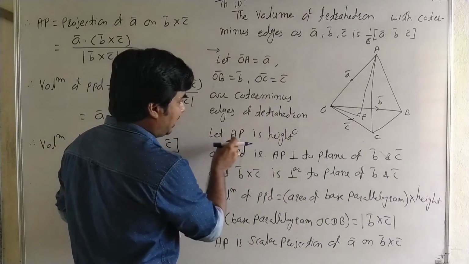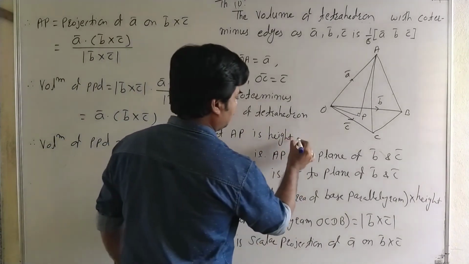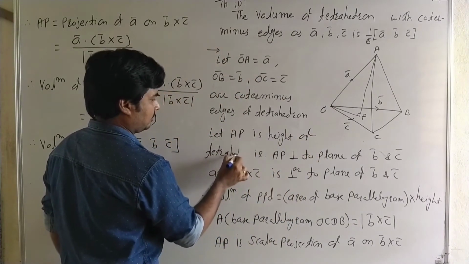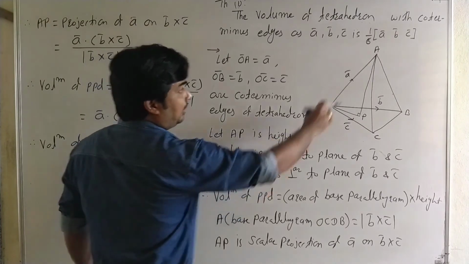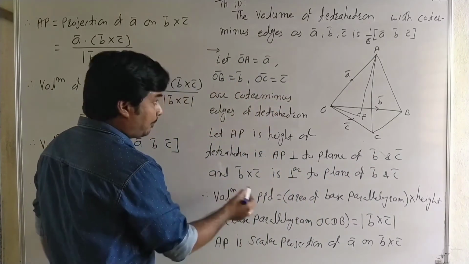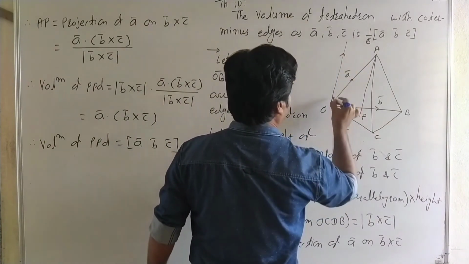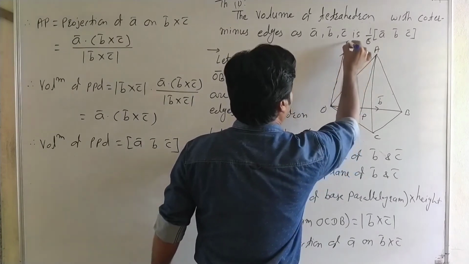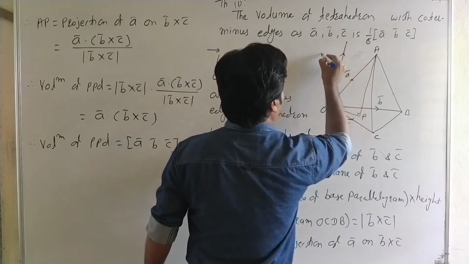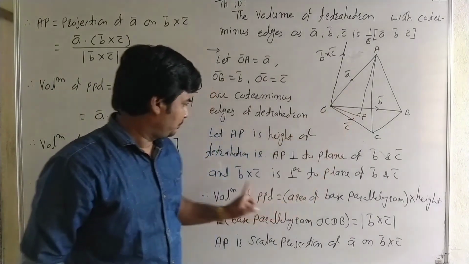Now here AP is the height of the tetrahedron, that is, AP is perpendicular to the plane of B bar and C bar. Now B bar cross C bar is a perpendicular. Here B bar cross C bar, we can write, is a perpendicular to the plane of B bar and C bar.